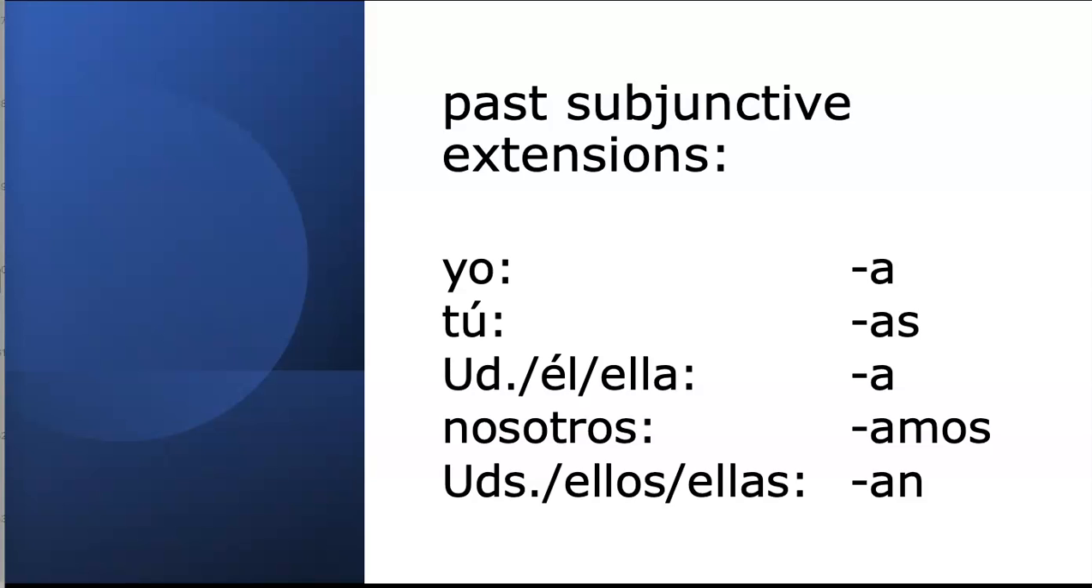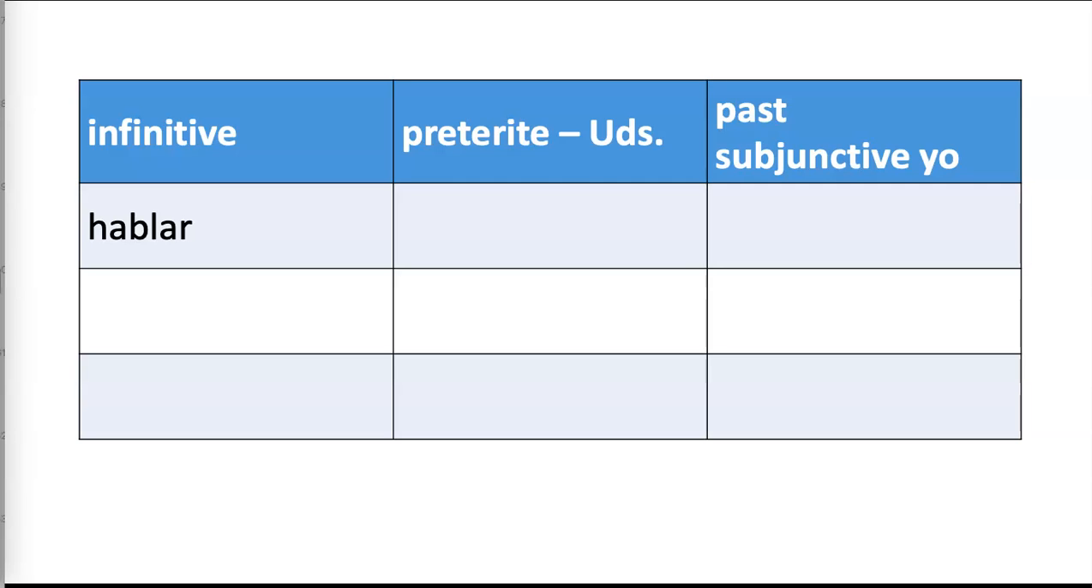And here they are. Yo, -a; tú, -as; usted, él, ella, -a; nosotros, -amos. And you're going to see that with the nosotros form, we have to add an accent to the syllable that is third from the last. Ustedes, ellos, and ellas, the ending is -an. So let's show you what I mean.